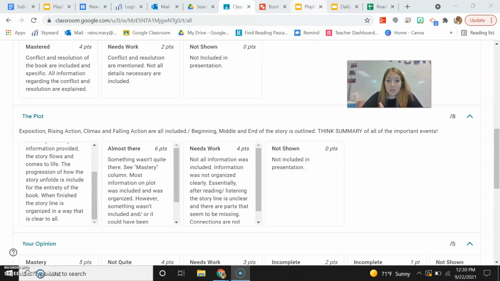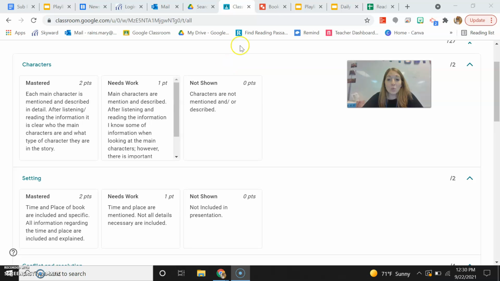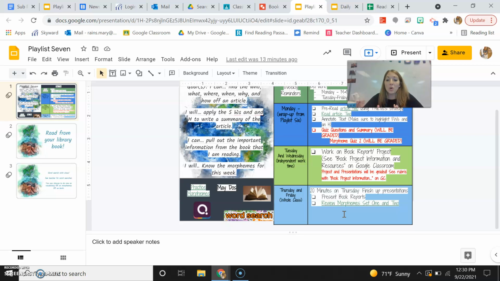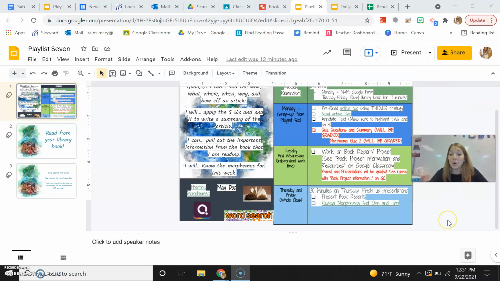So that is what that rubric looks like, and I'll go over it again with you guys in class as well. Then on Thursday and Friday, it's going to be more whole class. I'm going to give you 20 minutes on Thursday to finish up your presentation. To finalize everything, maybe this is the time that you decide you want to practice or run through what you're going to say to everybody. Then I'm going to have you present your book reports to the class, and I'll grade it on that rubric as we go. At the very end of class on Friday, I'm hoping we have a pretty decent amount of time to do some fun games and some reviews of Morpheme sets 1 and 2.